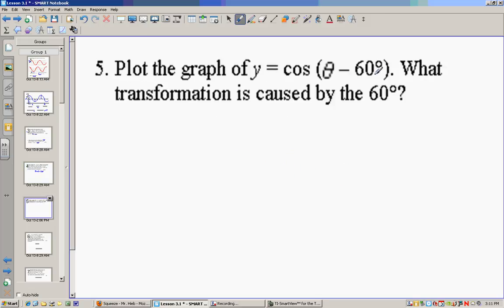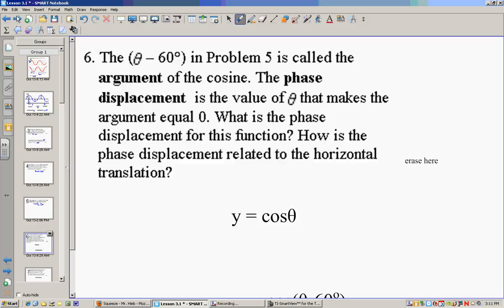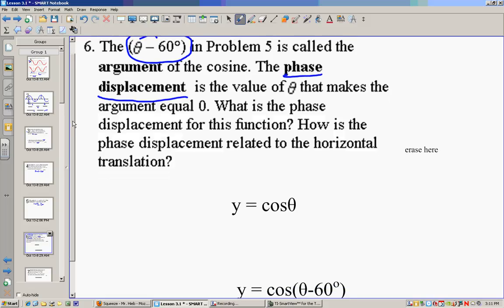Now what does that x minus 60 do? Well, that x minus 60 is going to translate this to the right. All right, now we call that x minus 60 a phase displacement. And this theta minus 60 we call the argument. So if you ever hear me talk about the argument, what I'm talking about is what is in this position, the theta minus 60.